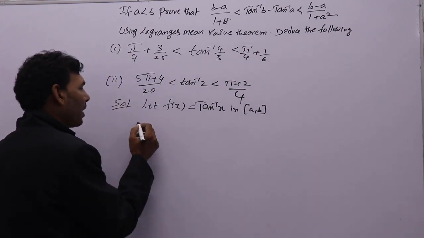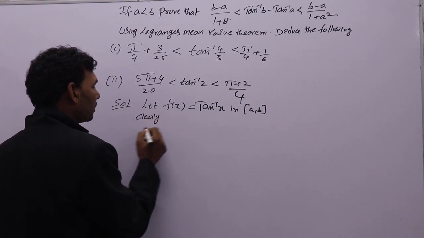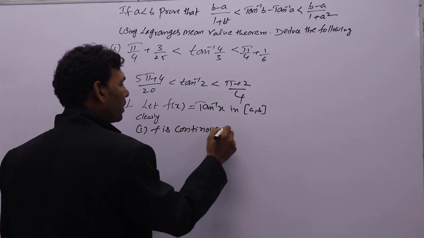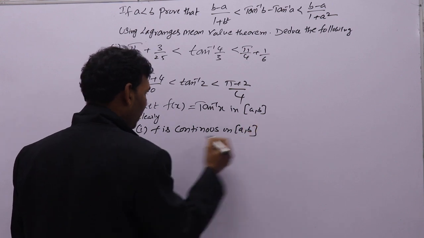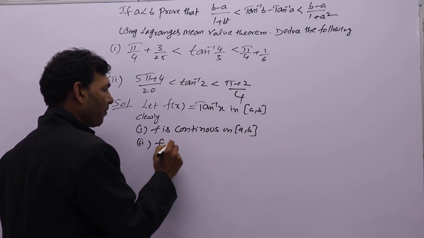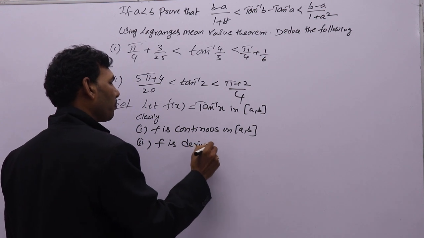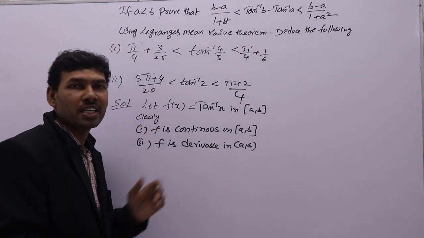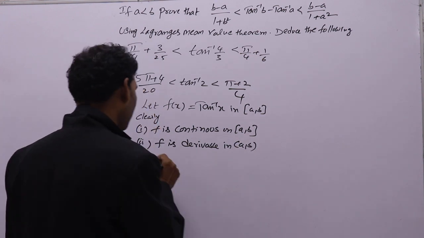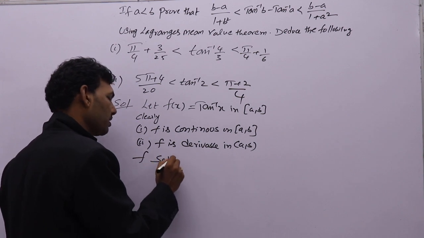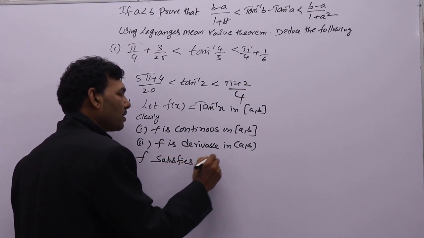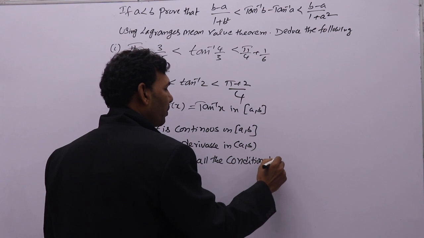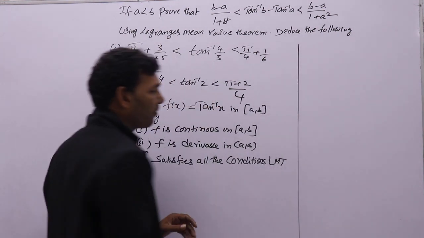Basing on that, I am writing clearly: f is continuous on closed interval a comma b, and f is derivable in open interval a comma b. What it means? F satisfies both the conditions of Lagrange's theorem. So f satisfies all the conditions of LMT. So I am calling Lagrange's mean value theorem as LMT.